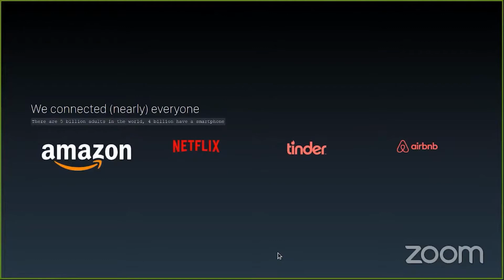Think of companies like Amazon: it's shopping as software. Netflix, it's entertainment as software. Tinder, it's relationships as software. And in 2017, 40% of Americans met their partners online. Airbnb, it's experiences, it's holidays as software. So basically everything is going to become software.